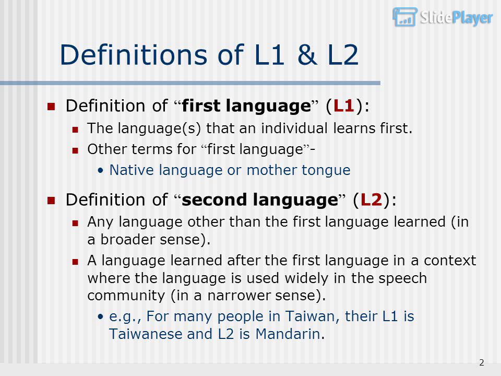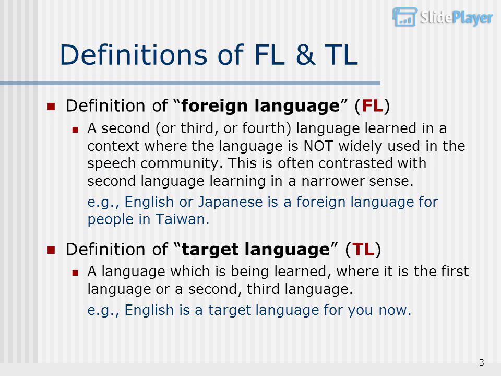A language learned after the first language in a context where the language is used widely in the speech community, in a narrower sense. For example, for many people in Taiwan, the L1 is Taiwanese and L2 is Mandarin. Definitions of FL and TL.